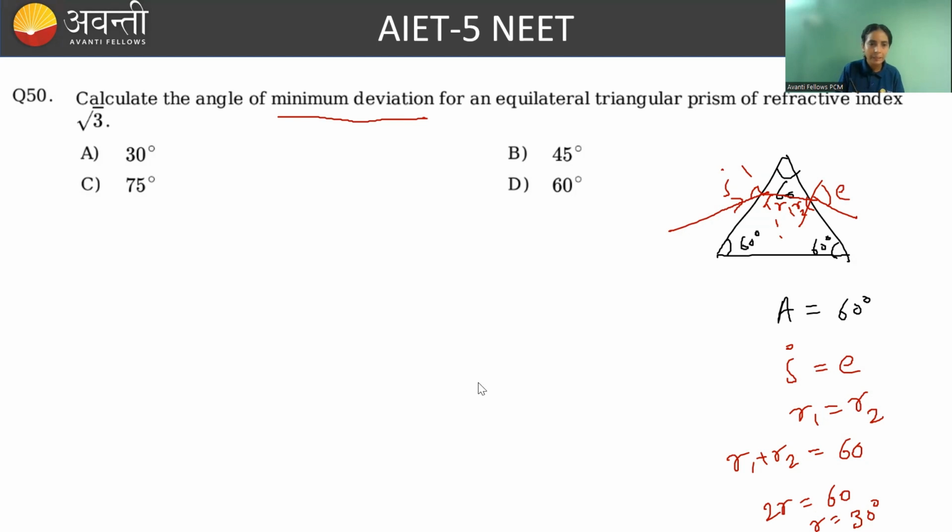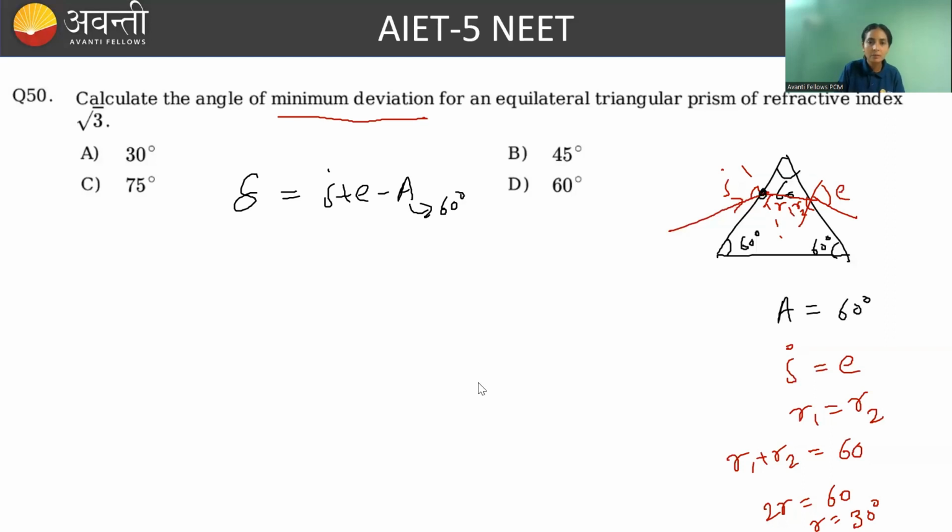Now, what we need to calculate is the deviation. So the formula of deviation will be how much? i plus e minus A. Now i is equal to e. A we already know is 60 degrees. i we don't know.